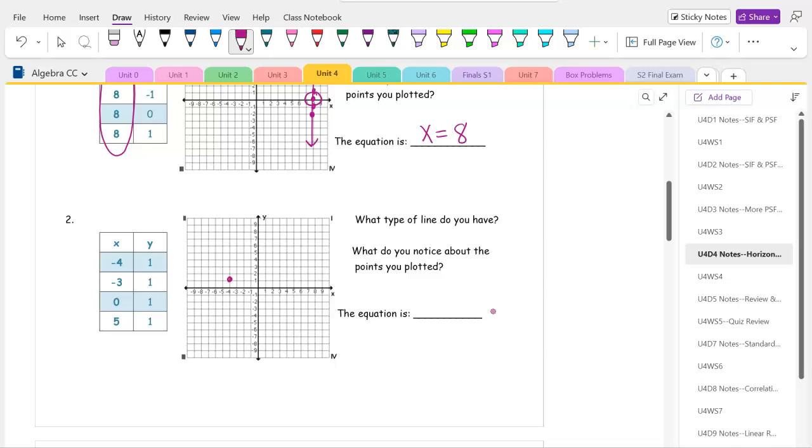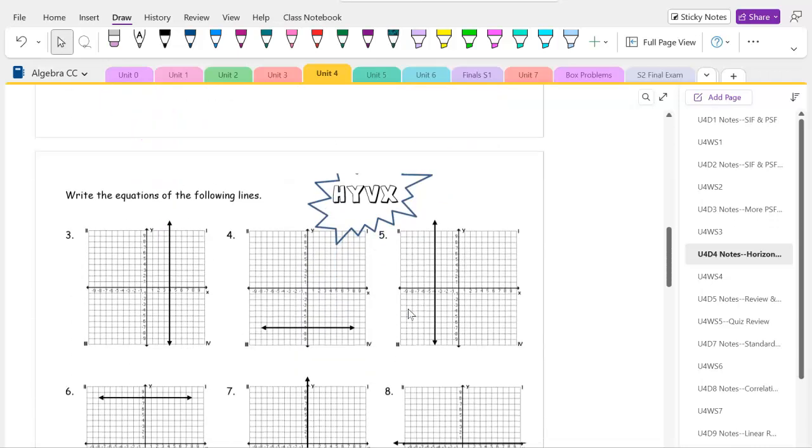Now let's go ahead and try the next one. (-4, 1), (-3, 1), (0, 1), and (5, 1). This, we can see, is a horizontal line. And what you should notice this time is that all of the y's are 1, and that's why our equation is y equals 1. You can also see that we have a y-intercept of 1 on the y-axis.